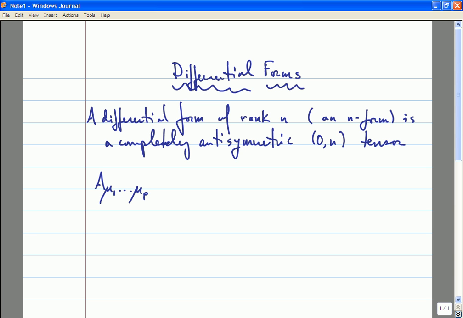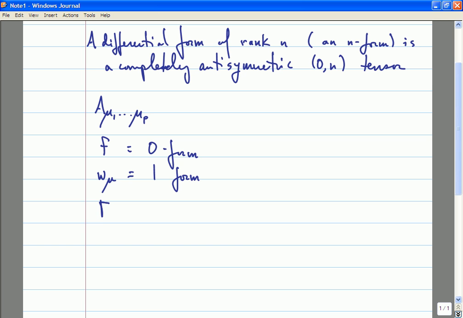So, for example, a scalar is a 0 form. An object with one lower index, namely a covariant vector, is a 1 form. An object with two lower indices, which is anti-symmetric in those indices, is a 2 form. That's what you might think of as an anti-symmetric matrix. And then there are higher generalizations of that with more and more lower indices. But all of these objects are completely anti-symmetric.